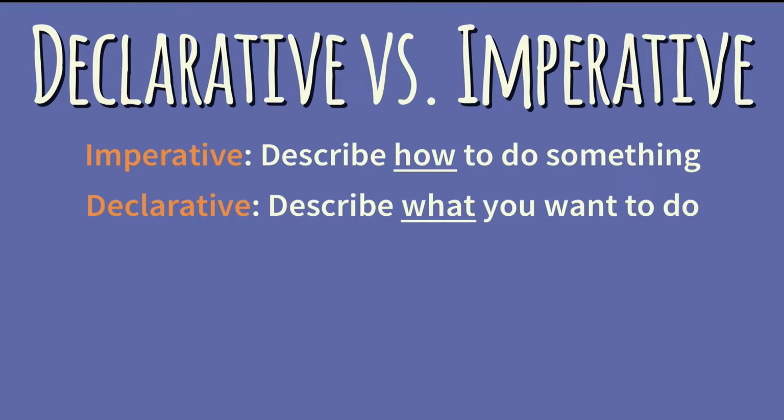So when you say imperative, you're describing how to do something. So basically, as a programmer, you have to tell the program the exact specification, the process that you want it to do. When it's a declarative language, you just make a declaration. You just say what you want it to do.